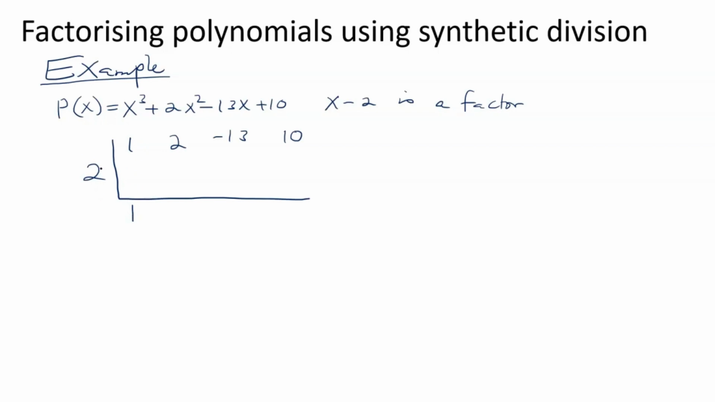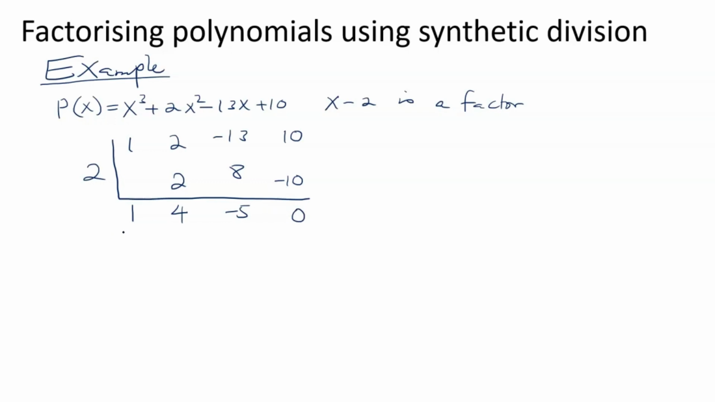So 2 times 1 is 2. Then you add: 2 plus 2 is 4. Then again, 2 times 4 gives us 8. You add again: minus 13 plus 8 gives us minus 5. So 2 times minus 5 will give us minus 10. Positive 10 minus 10 gives us 0, so the remainder is 0.